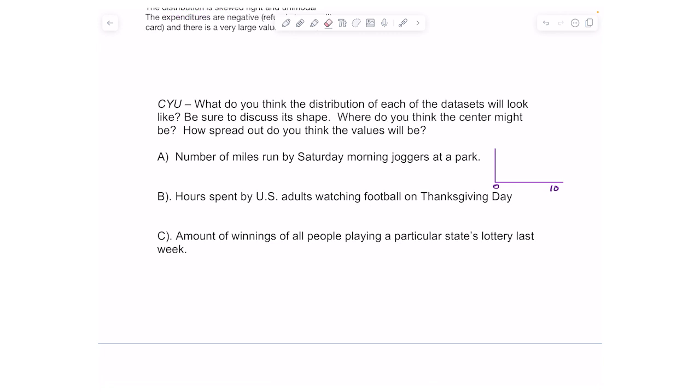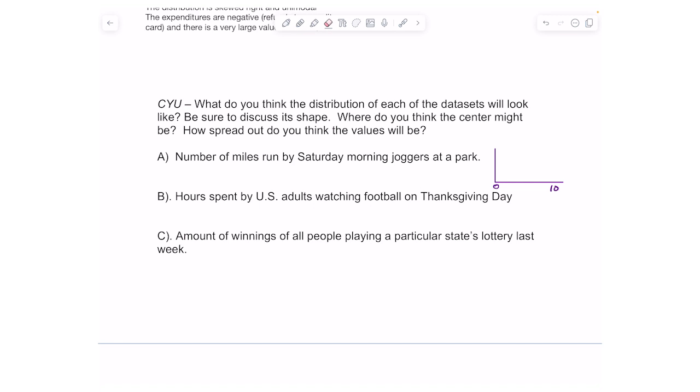What do you think the distribution of each of these data sets will look like? Be sure to discuss the shape. And then, as I mentioned earlier, I would just like you to think about the center and the spread, but we're not really going to write those down yet because we haven't talked in depth about those.